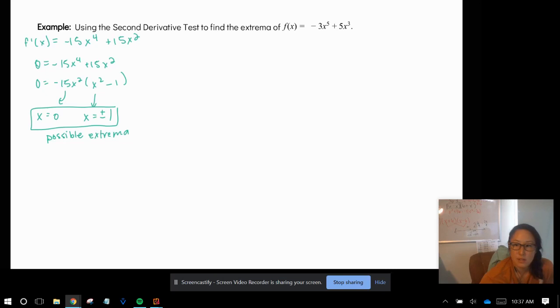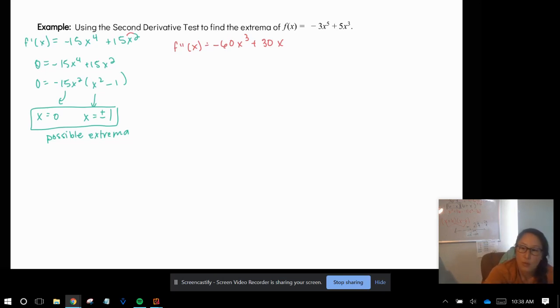Now we just need to determine if they're relative minimums or relative maximums. We could use the first derivative and make a number line, but we're doing the second derivative test. So we need a second derivative. Negative 60x to the third plus 30x.